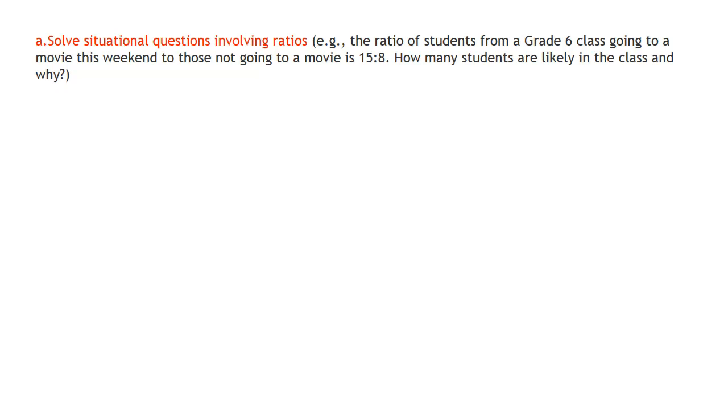All right, on to this last one, solving a situational question. So it says the ratio of students in grade 6 going to the movie this weekend to those that are not going. So watch for this little word, because that's where your colon would go. And we're talking about who's going and who's not going. So 15 are going, 8 are not going. And it asks you how many students are likely in this class. So let's talk about that. We have 15 going, 8 not going. So how many students are there in the class?